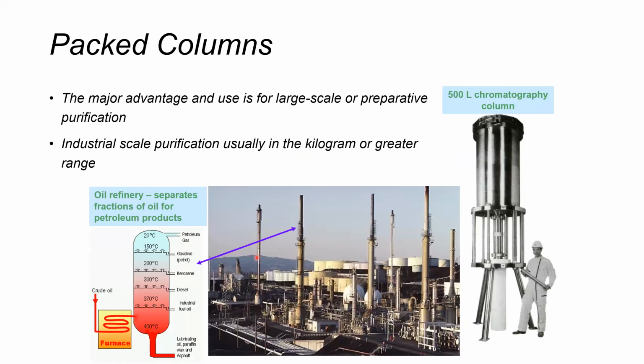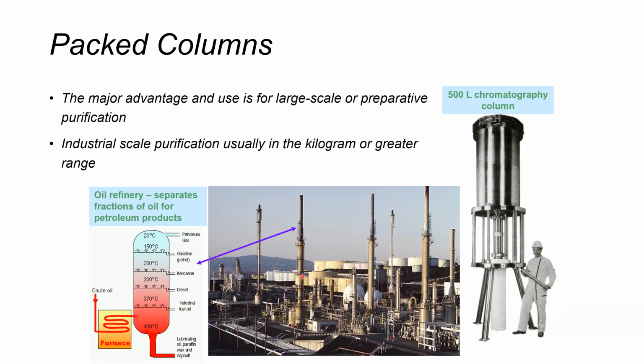So packed columns have the major advantage and use in industrial preparation or industrial purification, because those open tubular columns have low sample capacity. So it means that it takes a long time before you would get a significant quantity of something. And typically in industry, most compounds are produced on a large scale to improve profits and so on. So industrial scale purification is usually in the kilogram or greater range. If we used an open tubular column, it could take a very long time to obtain that amount of analyte.